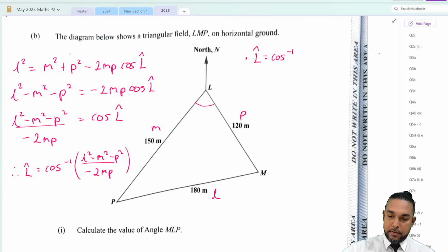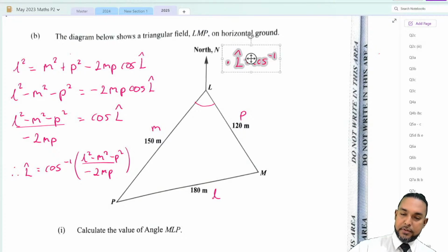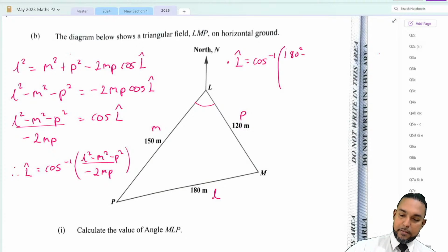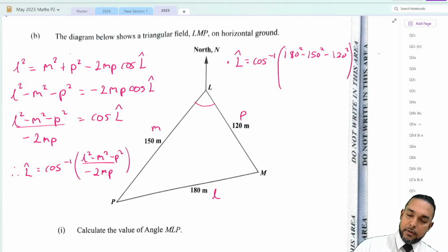So, cos inverse. I still don't have enough room to fit all that stuff. Let me just shift it across to give myself some more room. Right. L was 180, so we have 180 squared minus m, which is 150 squared, minus 120 squared, all divided by minus 2 by m, which is 150, by p, which is 120.